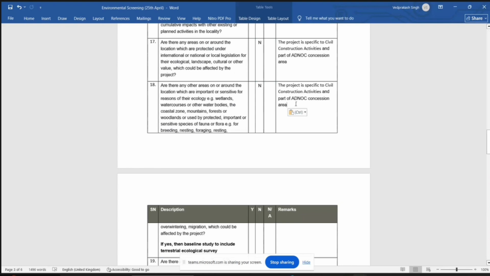It's not protected and it's not sensitive. You can put that: wetland and water bodies within the project site are not protected and not sensitive.